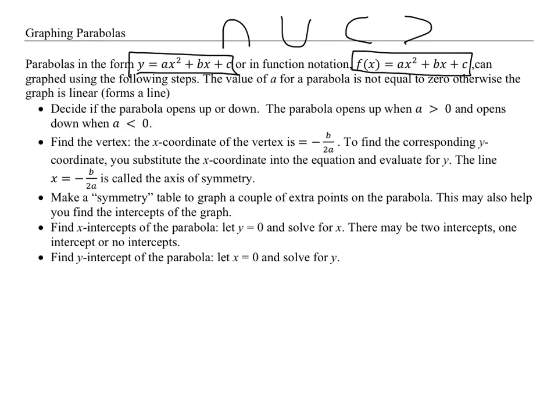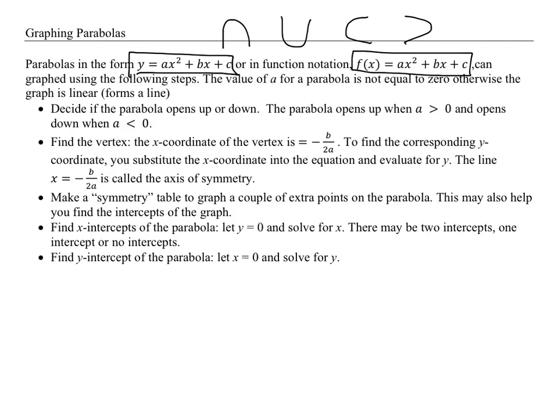The value of a for the parabola is not equal to 0. Otherwise, the graph is linear. So there always has to be an x squared in the problem in order for it to be a parabola. And we've graphed linear equations. They're lines, right? But we already know how to do that. Now we're going to do this next piece.